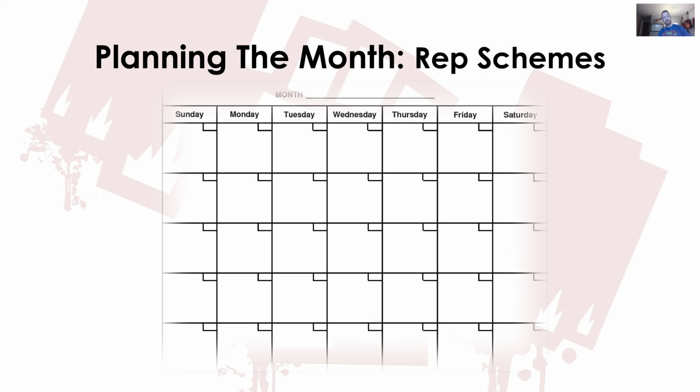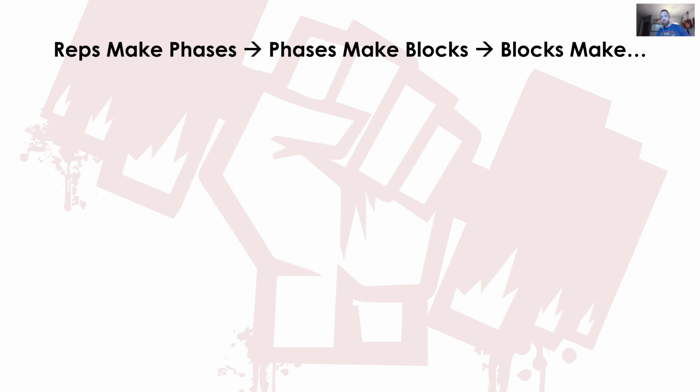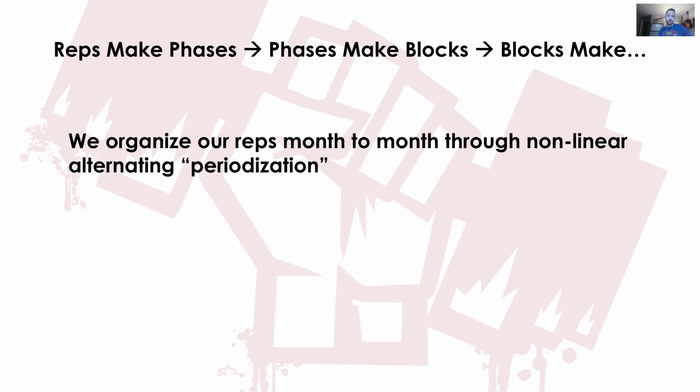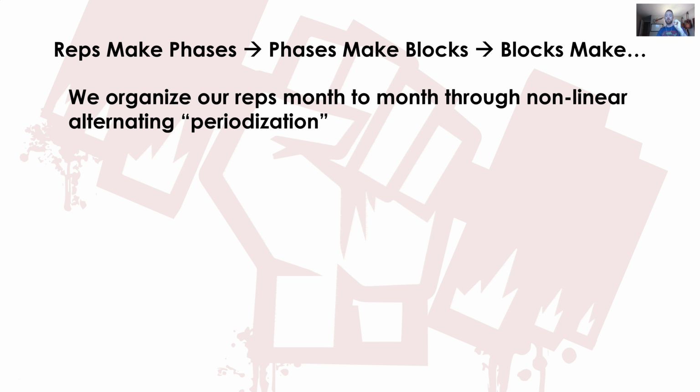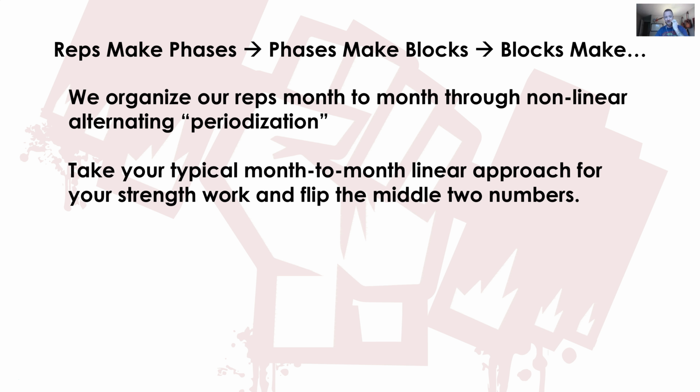So, planning the month when it comes to these rep schemes. As we saw at the very beginning of this presentation, there was that power, strength, assistance. The very first one was highlighted. So what we do is we organize our reps month to month through non-linear alternating periodization. Now, I'm saying that's what we do. Once again, just like all of this, I'm not saying that's what you have to do. There are no rules to what I'm saying here.